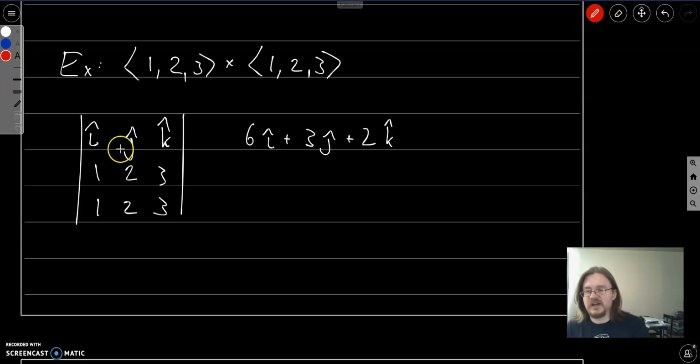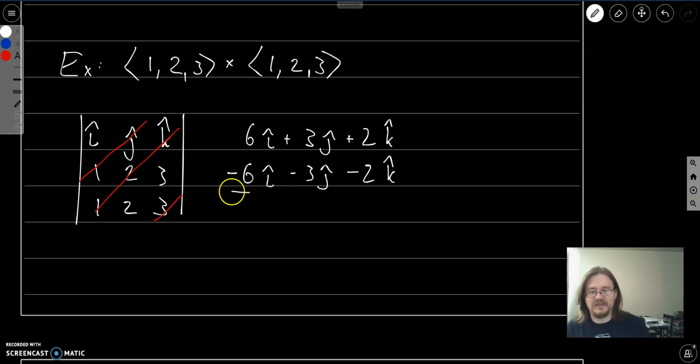Going in the other direction, let's subtract these now. I times 2 times 3. 2 times 3 is 6. And we're subtracting. J times 1 times 3 is 3. And then the last one, k. K times 2 times 1. 6 minus 6 is 0. 3 minus 3 is 0. 2 minus 2 is 0. We get the 0 vector.